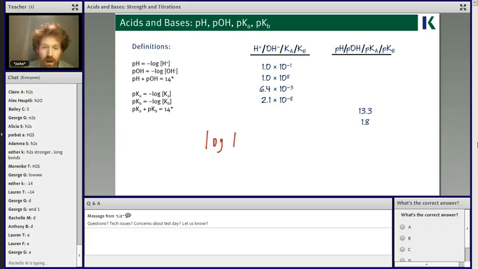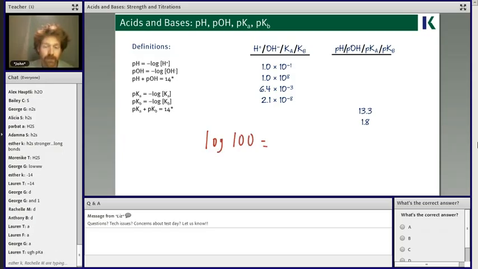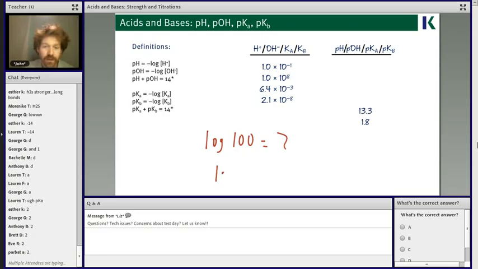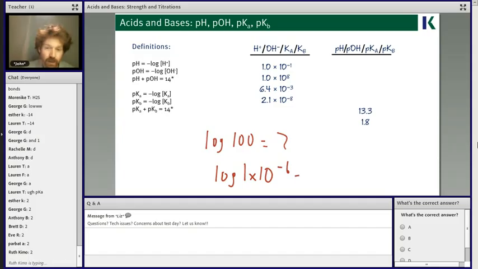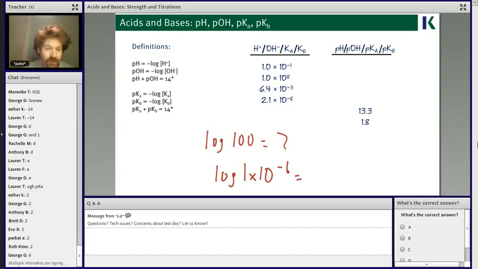But what is the log of 100 equal to? Yeah, you got it, Lauren. 2. You got it. How about the log of 1 times 10 to the negative 6th power? What would that be equal to? That would just be negative 6. How about the log of 1 times 10 to the positive 6th power? That would just be positive 6, exactly true.